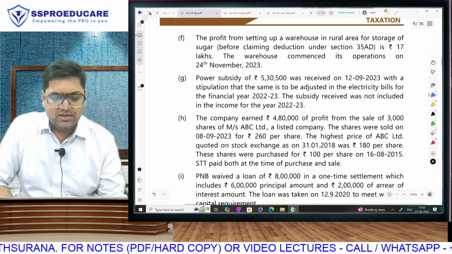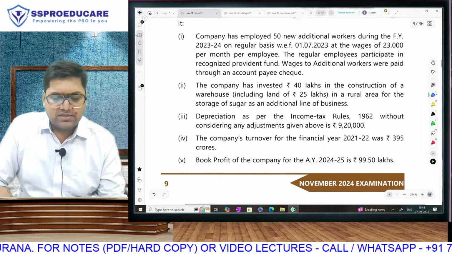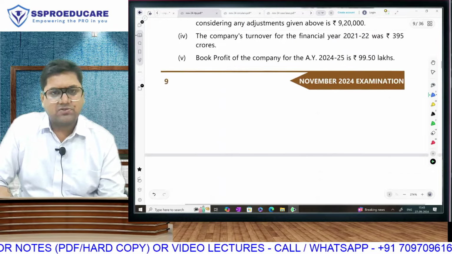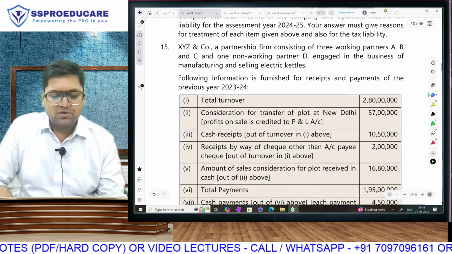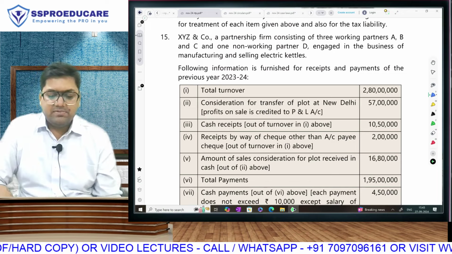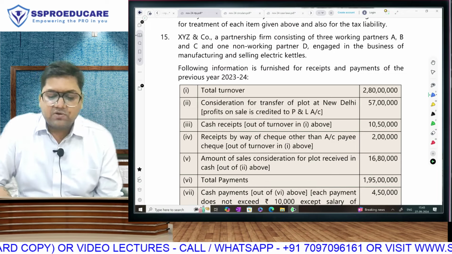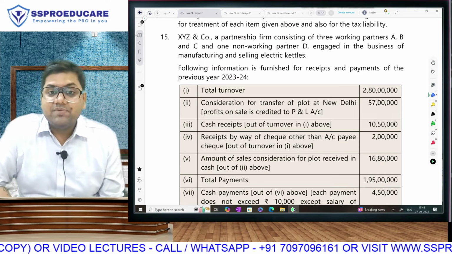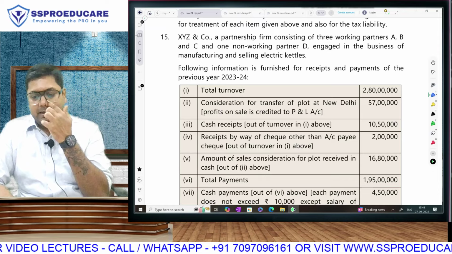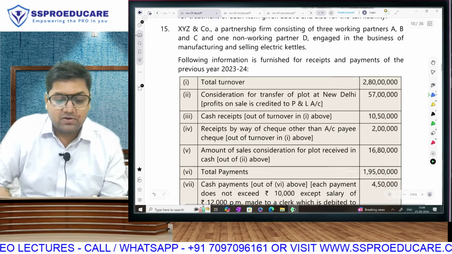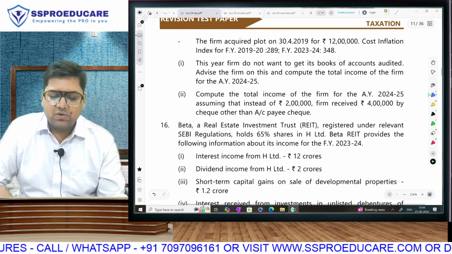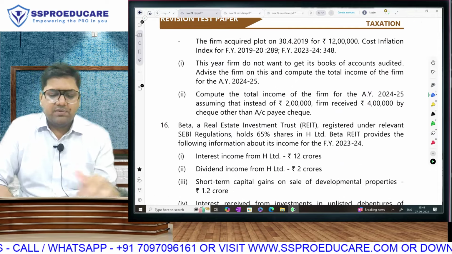Otherwise, it is basically a simple PGBP ka question. 80 JJAA ka deduction is asked, etc. And book profit is also given. That means it is old regime, of course. You have to calculate the total income and tax liability. Next is with respect to the latest amendment that has taken place in your 44AD wala case, wherein 2 crore ki jagah pe you are getting 3 crore for giving presumptive taxation. It is based on partnership form, so you have to do a little research on 40B also.